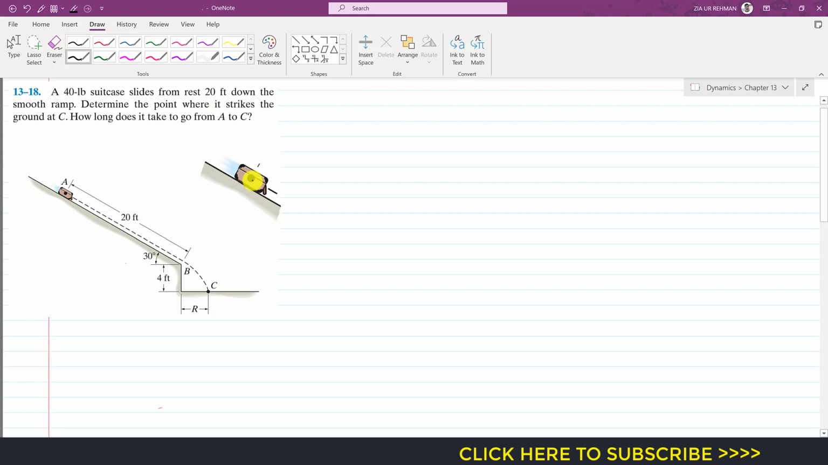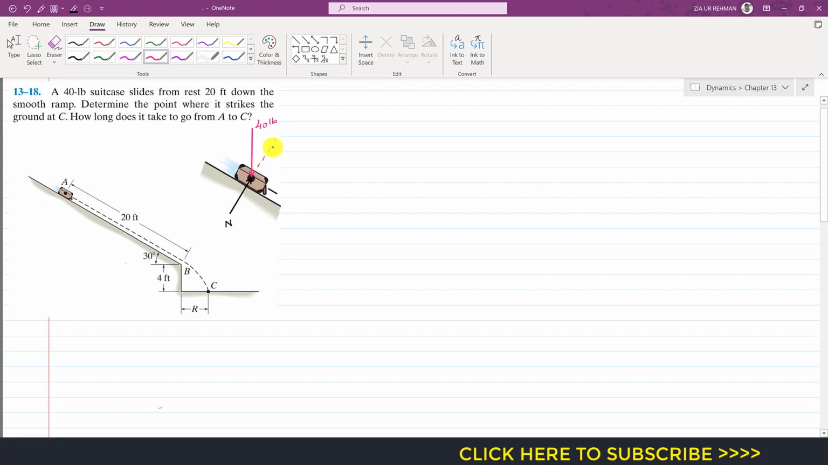So now first of all I will consider this briefcase, and this briefcase is under two forces, right? One is the normal force which is acted upon this suitcase by the surface. Let's say that this is that normal force, and its weight will be acting vertically downward like this, and this weight is 40 pounds.